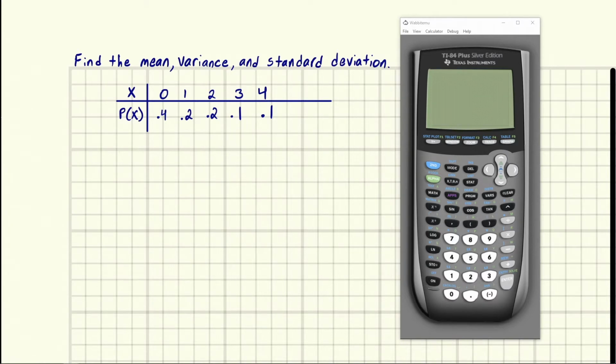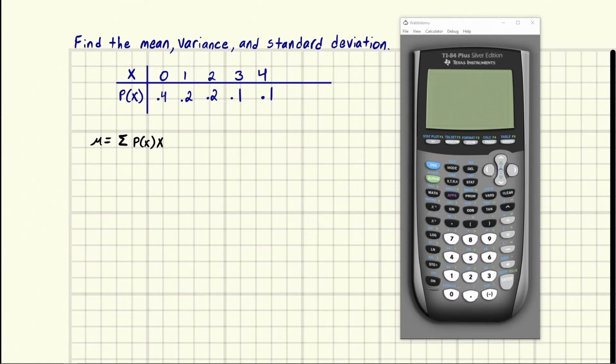So the mean is equal to, and just a friendly reminder, the mean is equal to the expected value, sometimes denoted by just a capital E. And the mean is equal to each probability times each x summed together. So the way we would write this is the summation of the probability of each x value times each x, and that's going to give us the mean.